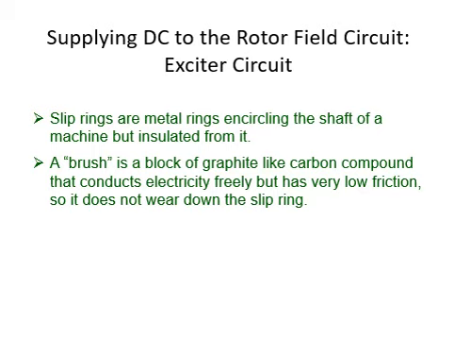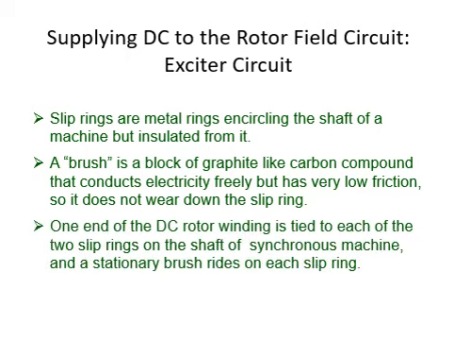A brush is a block of graphite-like carbon compound that conducts electricity freely but has very low friction, so it does not wear down the slip ring. One end of the DC rotor winding is tied to each of the two slip rings on the shaft of the synchronous machine, and a stationary brush rides on each slip ring.